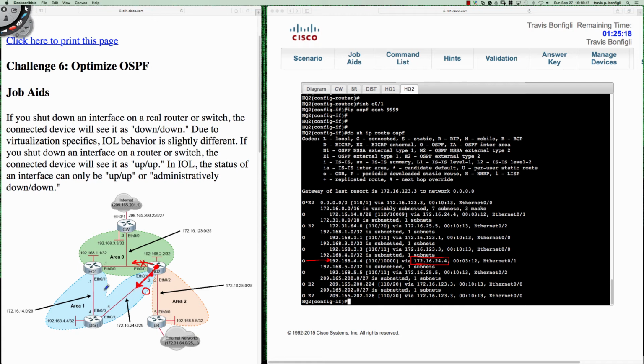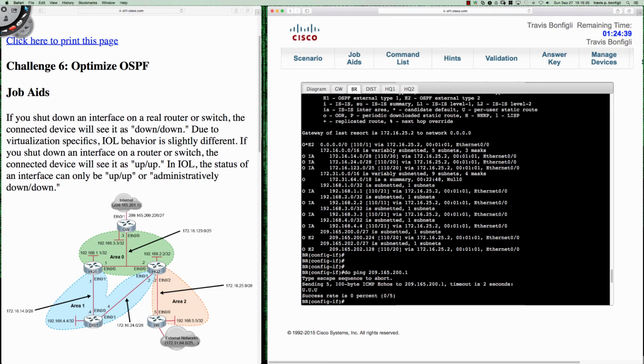So even though we've set the interface costs here to 9999, it still likes that path coming down this way, right? So if HQ2 says, hey, I'm coming this way to get there, because it's not going to take an inter-area path when it has an intra-area path that it can go through, right? All right, so let's go ahead and clear the screen here, and let's see if HQ2 sees it that way.